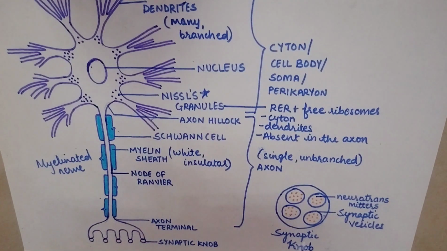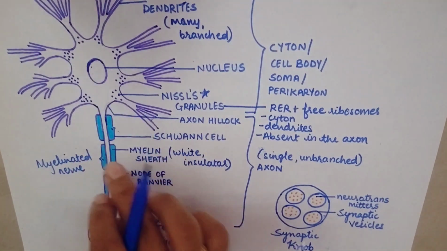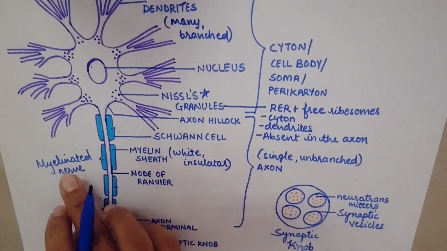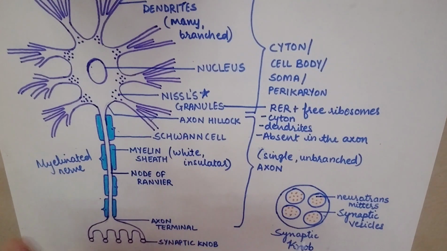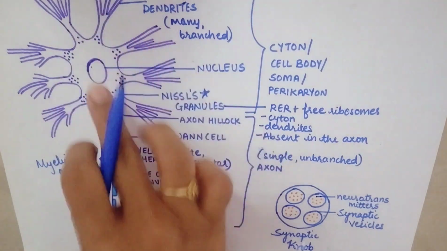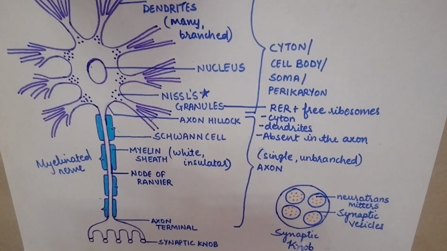Now one more thing which you should remember over here is, since this nerve consists of myelin sheath, it is called a myelinated nerve. There are nerves which do not have myelin sheath. There the Schwann cells will not secrete myelin sheath. Such nerves are called non-myelinated nerves. Okay, so this over here is a myelinated nerve, and it is a multipolar neuron since it has many branches arising from the cyton. So this was the structure of a neuron.